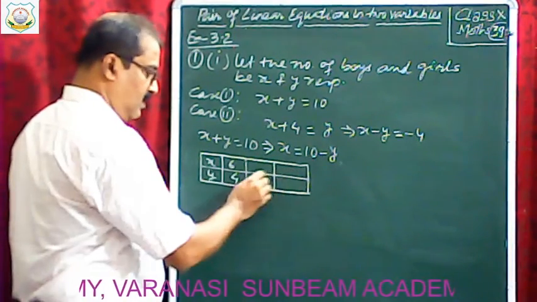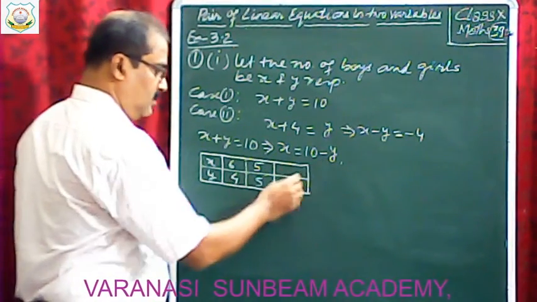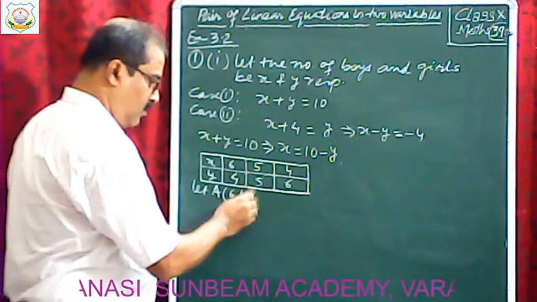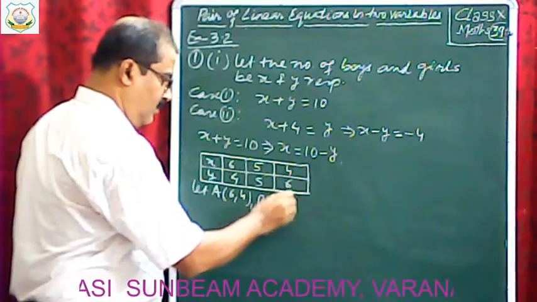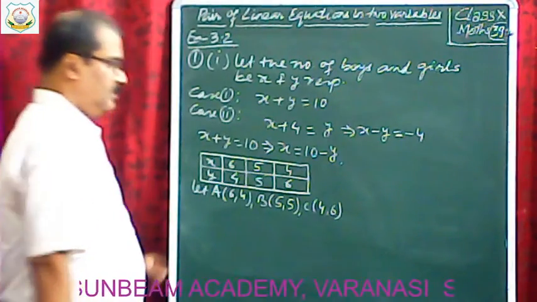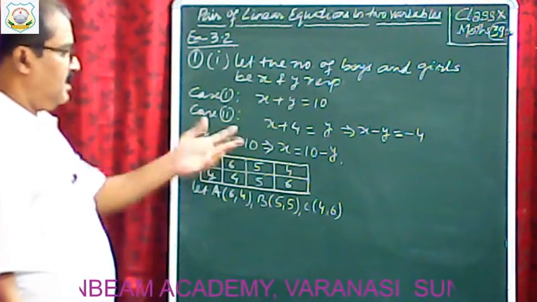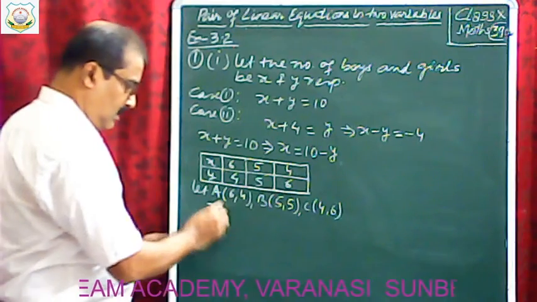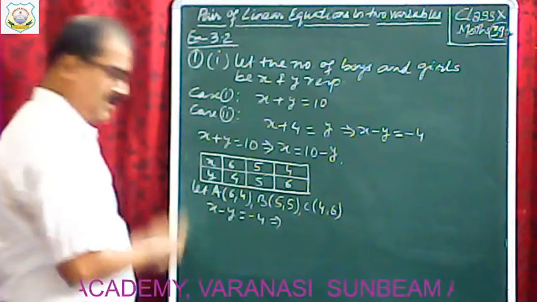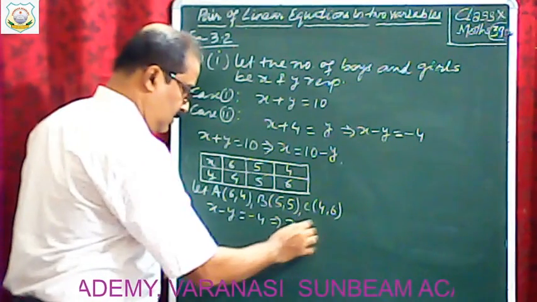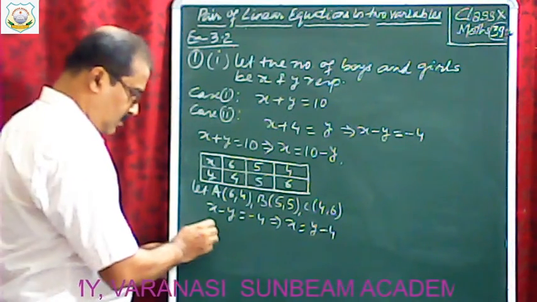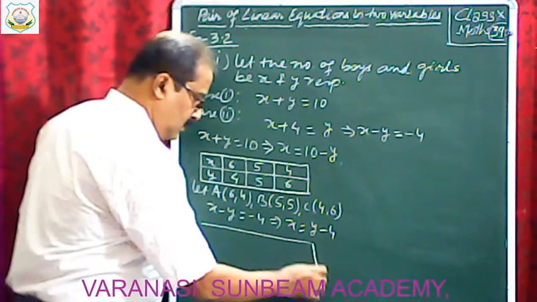Taking 5, 5. Let the coordinates be A (6, 4), B (5, 5), C (4, 6). Again we have to consider the second equation in the same manner. X minus Y equal to minus 4 implies that you have to express X in terms of Y. So no problem, X equal to Y minus 4. Clear? So thereafter you have to make a solution table.